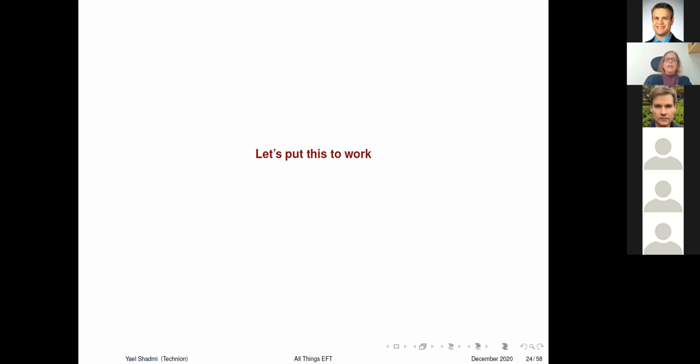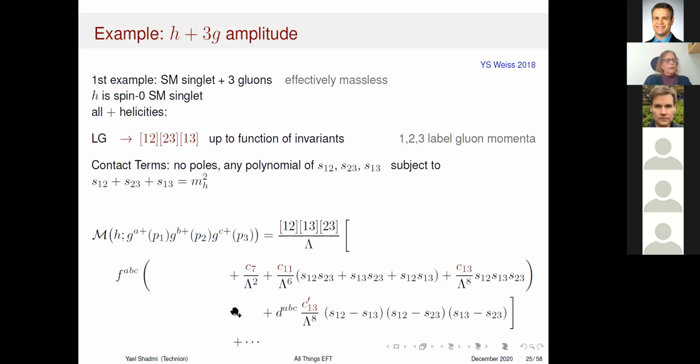So let's put this to work, and I'll show you 2 simple examples. So here, for example, is an amplitude, some scalar plus 3 gluons. So the scalar is a standard model singlet. It's got spin 0, and I'm just going to look at the all plus helicity amplitude for the gluons. And here the little group tells you that you have to have this spinor structure where 1, 2, and 3 label the gluons. And this holds up to some function of the invariants.